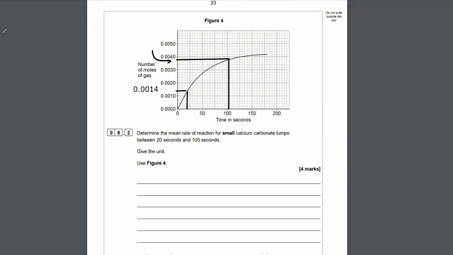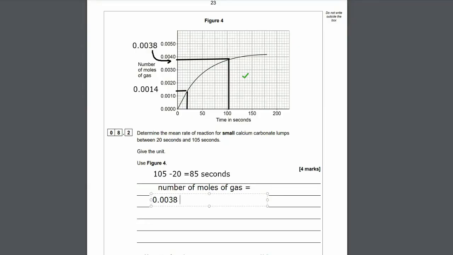Number of moles here is about 0.0038. And so we need to then do y over x. So we need to find the time. So I'm going to do 105 minus 20 equals 85 seconds is the time. That's our x-axis. And our number of moles of gas is going to be 0.0038 take away 0.0014, which is 0.0024. So I need to do y over x.